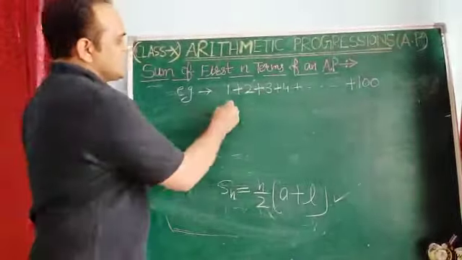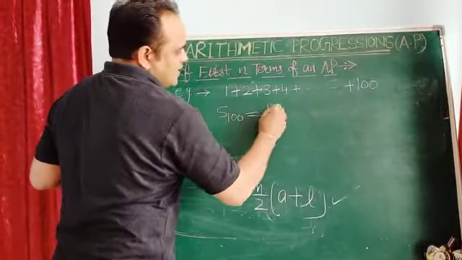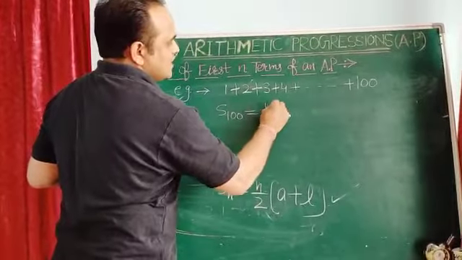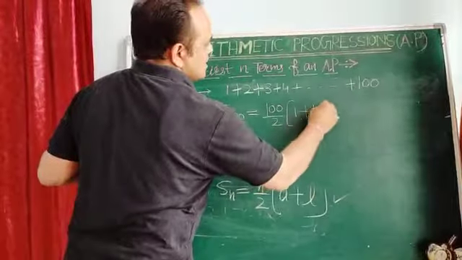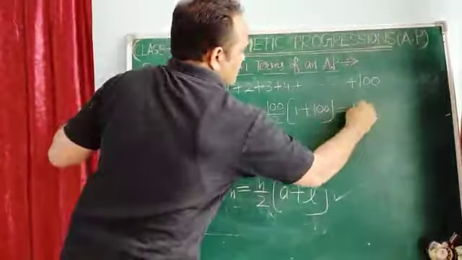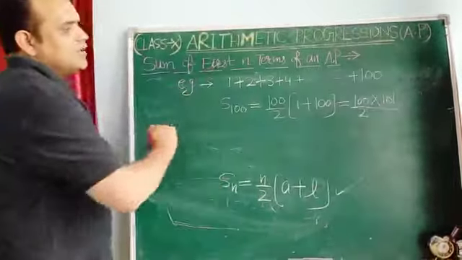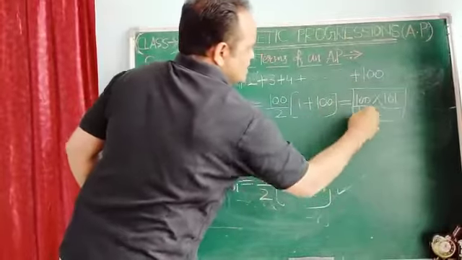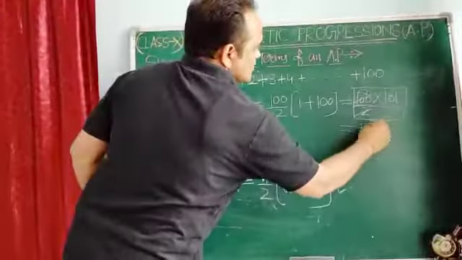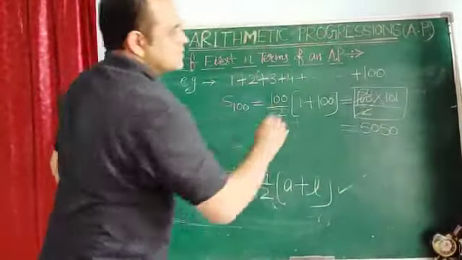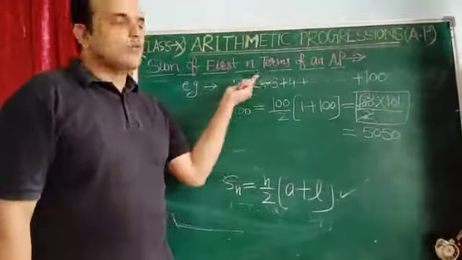So the number of terms here is 100, so we can write S100. This is equal to n by 2. So in place of n we can write 100 by 2. First term is 1 and last term is 100. So this answer is 100 upon 2 into 101. So after calculating, I am underlining this one because I have to use it. So 2 and 50 will cancel, and after solving, its answer is coming 5050. So this is the sum of all the numbers from 1 to 100.